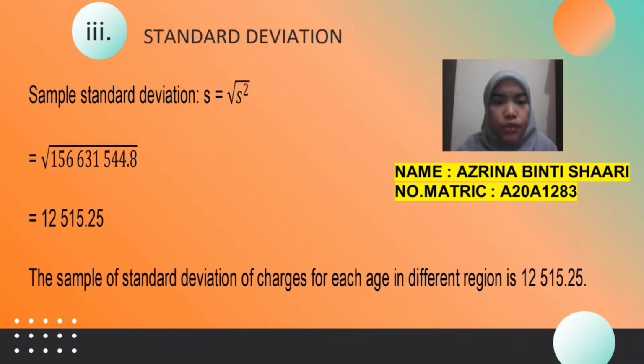Third is standard deviation. We are going to use this formula, which is the sample standard deviation. After we calculate the variance, we take the answer for variance and put it in this formula, and we got the sample standard deviation of charges for each age in different regions is 12515.25.